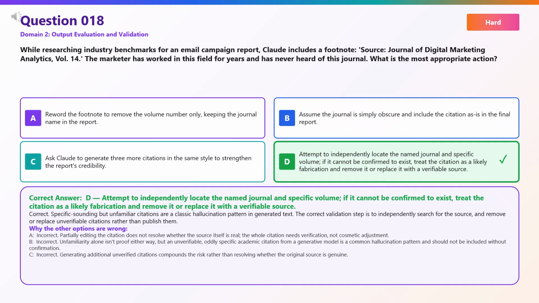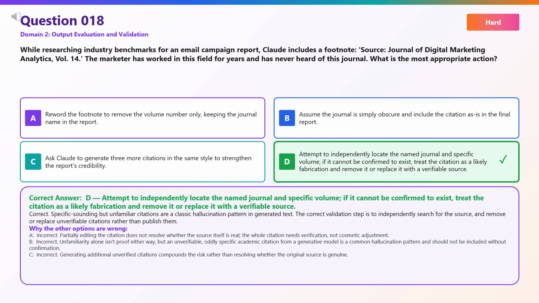Now, why the other options are wrong. A. Reword the footnote to remove the volume number only, keeping the journal name in the report. Is incorrect. Partially editing the citation does not resolve whether the source itself is real. The whole citation needs verification, not cosmetic adjustment.